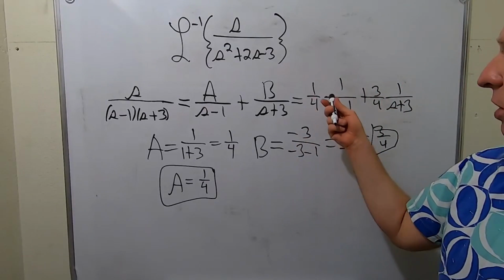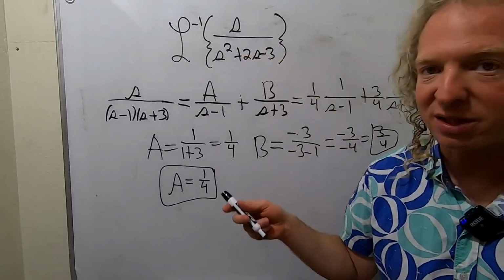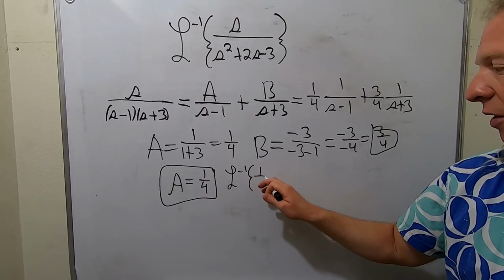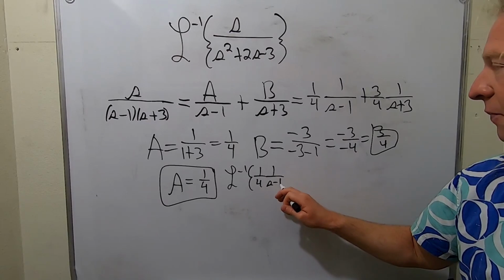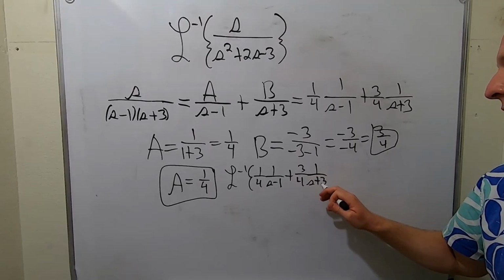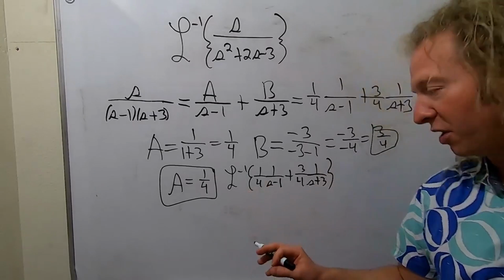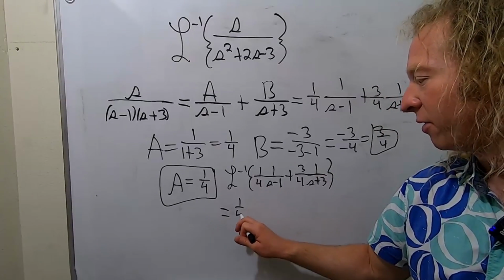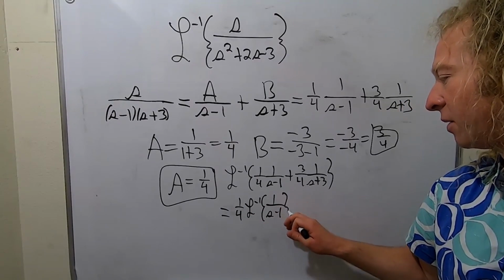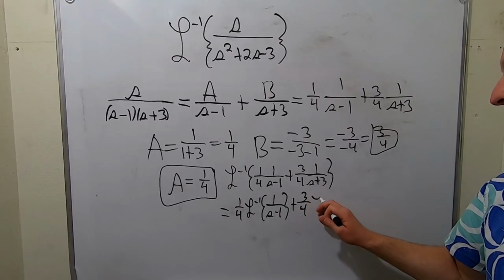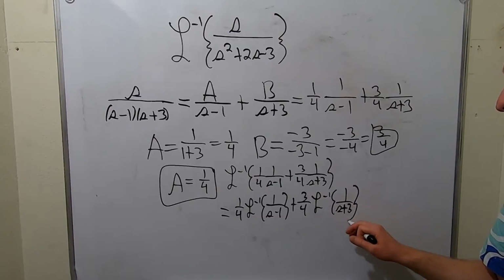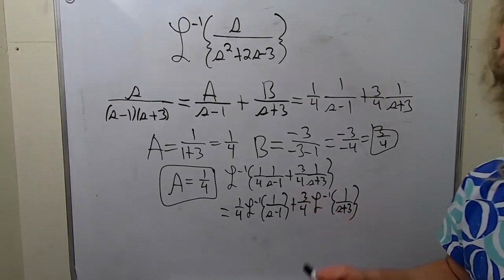So when we do that, we can pull out the constants because the inverse Laplace is linear. So I'll actually show all the work. This is the inverse Laplace of 1/4, 1 over s minus 1, plus 3/4, 1 over s plus 3. And then we can break it up into 2 individual inverse Laplaces. This is 1/4 inverse Laplace of 1 over s minus 1, plus 3/4 inverse Laplace of 1 over s plus 3. All right, good stuff. So now we just use the formula on both of these.